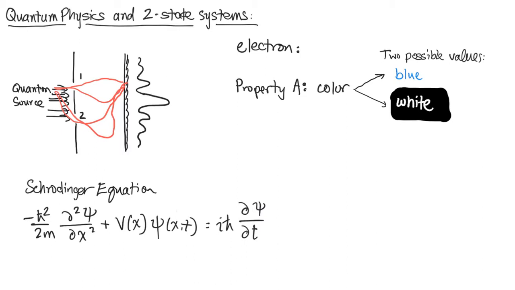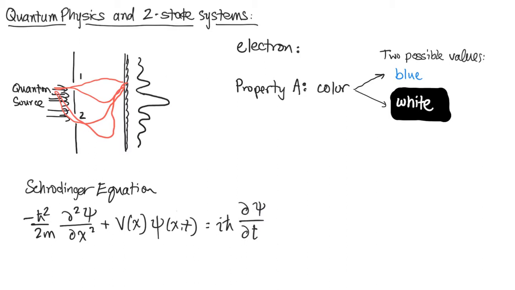And we'll use that as our first property. So when we say a two-state system, we mean that for a given property, the value of that property can either be in one state or the other. So blue and white are the two states of this two-state system.